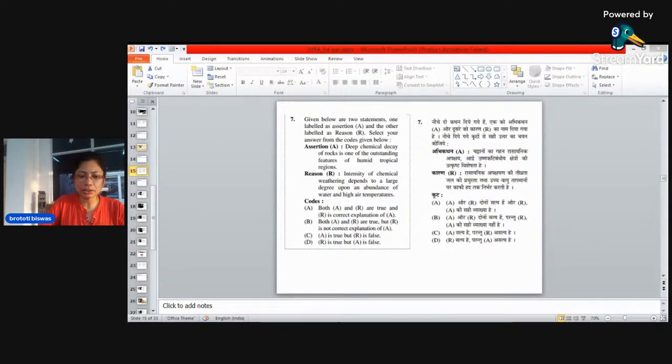So what could be the possible answer? See, in humid tropical regions, what we find is too much water and also high temperature. For chemical decay to occur, it requires a very good amount of water. It also requires very high temperature. So that means assertion A is right. Both A and R are true, and R is the correct explanation of A.